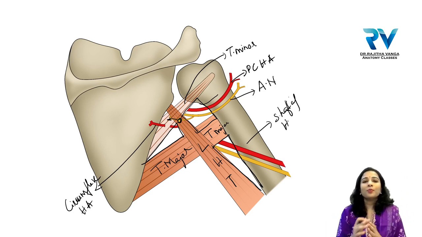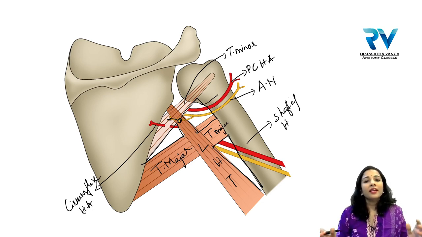So this completes the posterior compartment of the arm and also the intermuscular spaces on the back of the arm. Radial nerve we would discuss later in a separate topic.